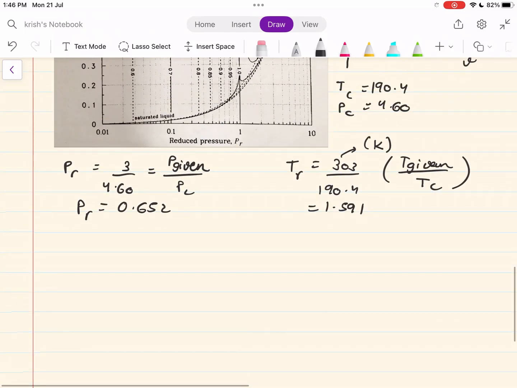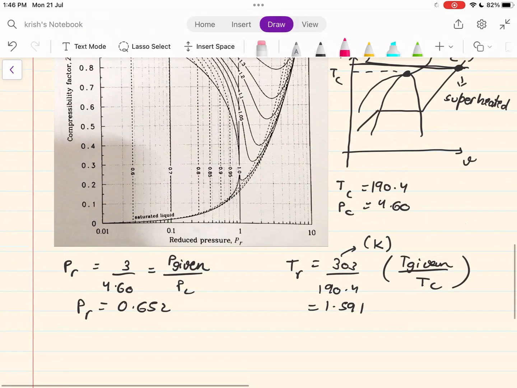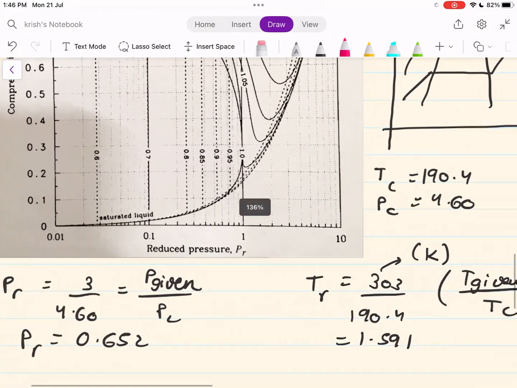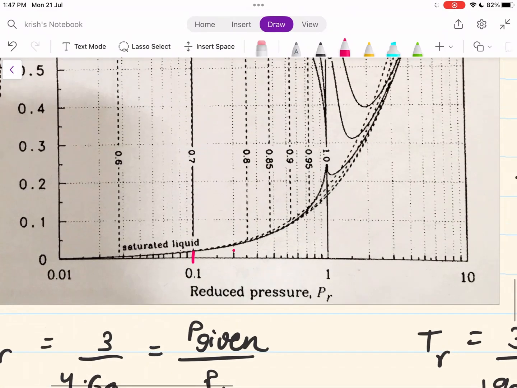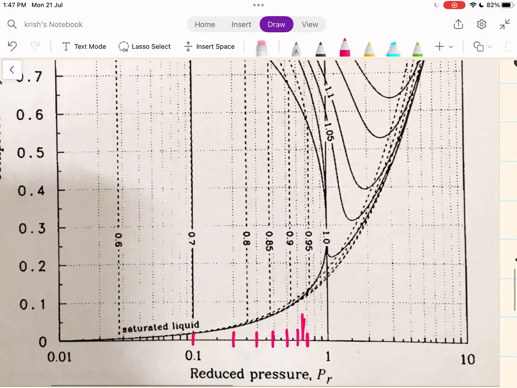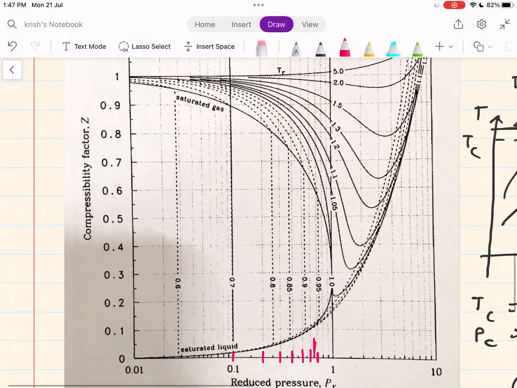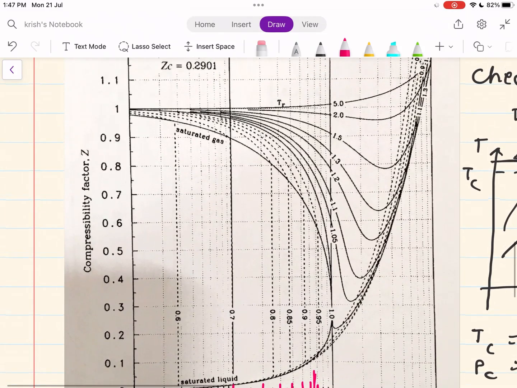Right, and now we will go to the graph and we will try to identify the point on the x-axis first. So we have 0.652, 0.1, 0.2, 0.3, 0.4, 0.5, 0.6, and this is 0.7. So our 0.65 line will lie somewhere in between, right? So let us attempt to draw that line.